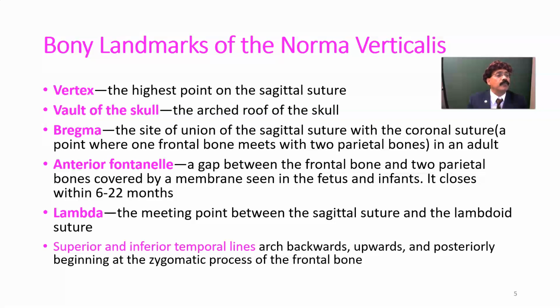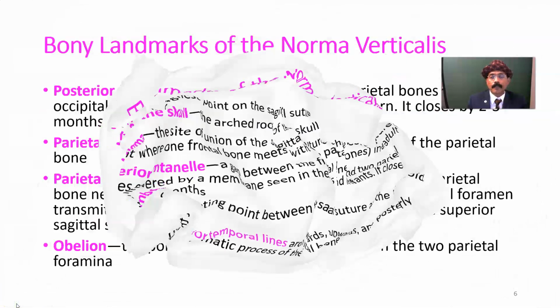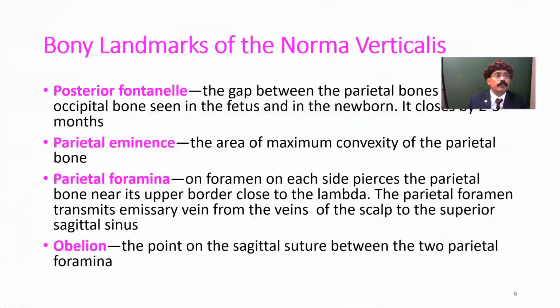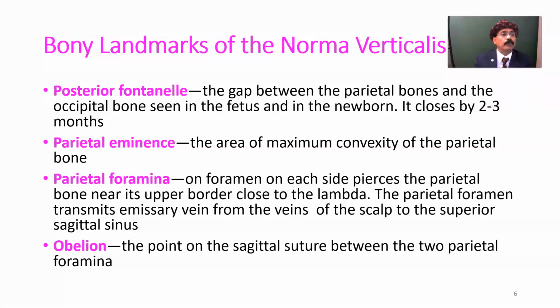The inferior temporal line continues over the mastoid process. The superior temporal line usually fades out. It disappears. Posterior fontanelle is the gap between the parietal bones and occipital bone seen in fetus and newborn; it closes by 2 to 3 months. Parietal eminence is the area of maximum convexity of the parietal bone.